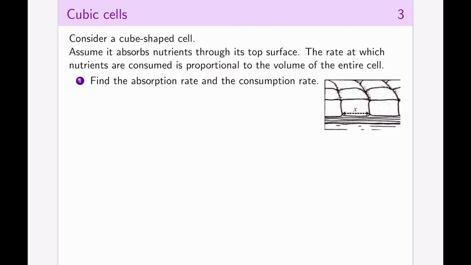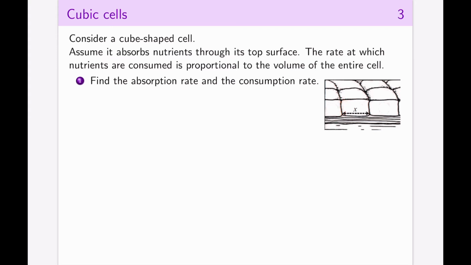We're first of all asked to find the absorption rate and the consumption rate of this cell. In the case of the spherical cell, the characteristic we relied on was the radius, which uniquely determined how big the cell is. If we're talking about a cube here, then the measurement we're looking for is the side length, which for a cube will be the same in terms of length, width, and height.